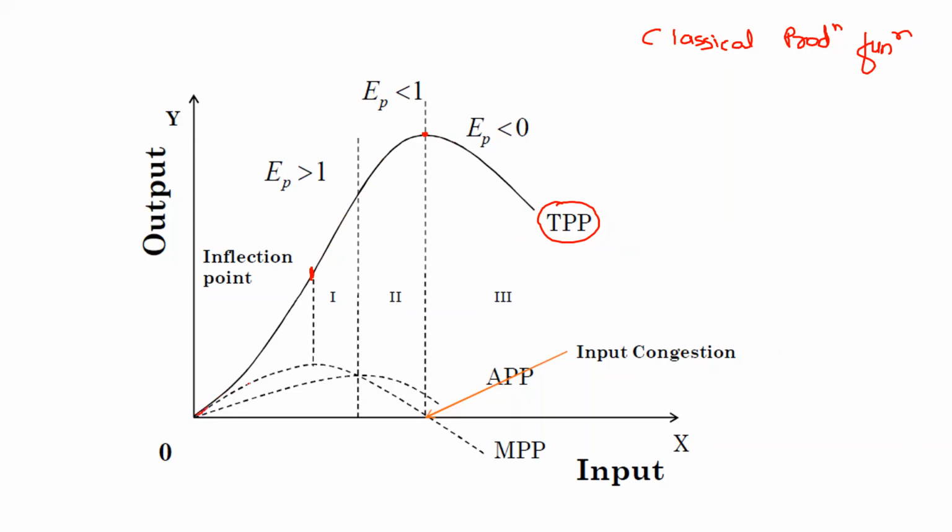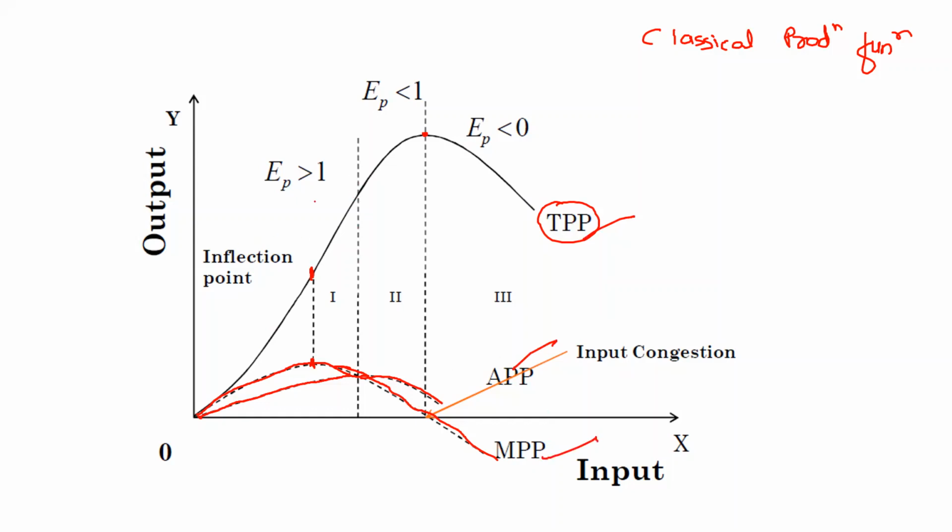Then this curve is the marginal physical product, or the MPP curve. It first increases, reaches a maximum at the point of inflection, and then again starts to decline and becomes negative. APP is first below MPP, reaches a maximum, and then is above MPP. That is, average physical product is above marginal product. So these are the three graphs: total physical product, average physical product, and marginal physical product.